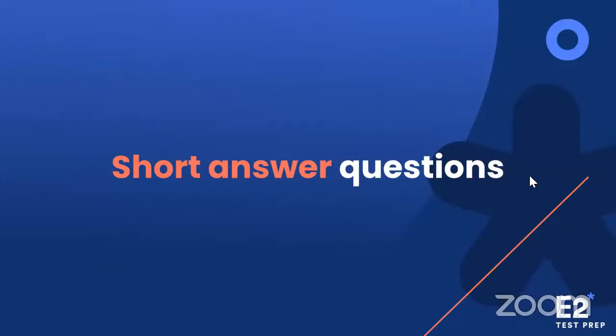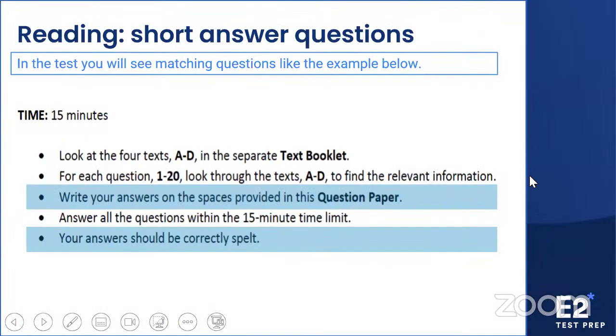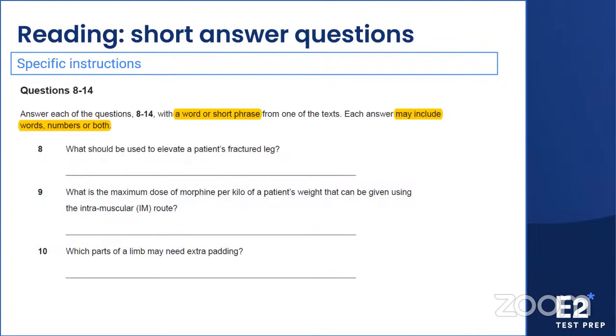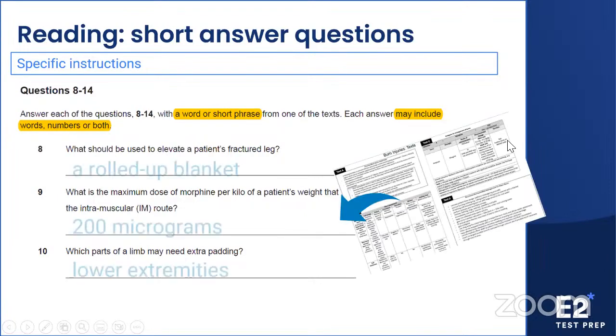Okay, so now let's move on to the short answer questions. And this is what you'll see on test day. For the short answer ones, you've got to write your answers and make sure that they are spelled correctly. Now, for these questions, you will answer with a word or a short phrase. You may be writing a word, you may be writing numbers, or even both. So it's very straightforward. There's some examples there to look at.